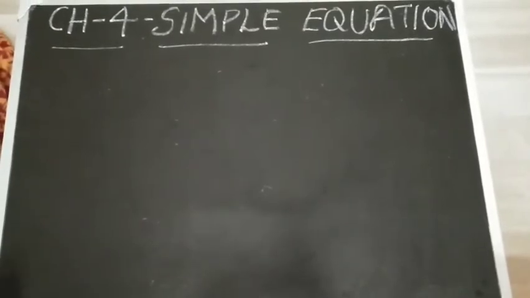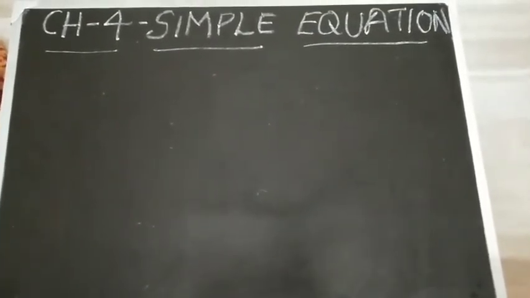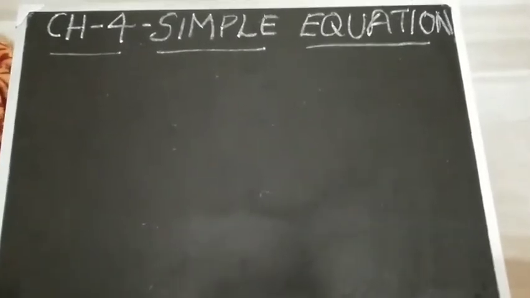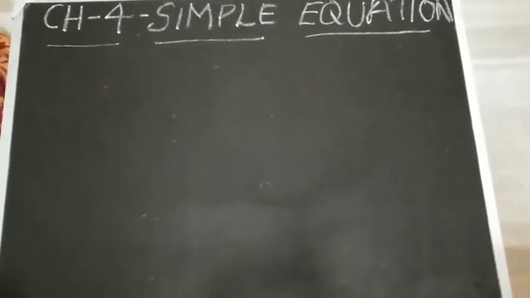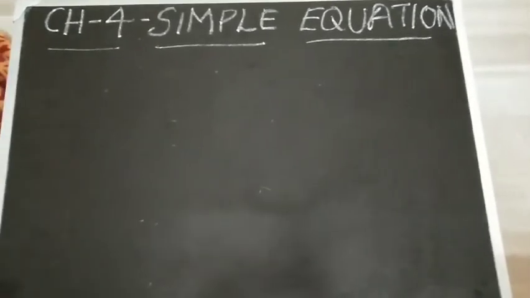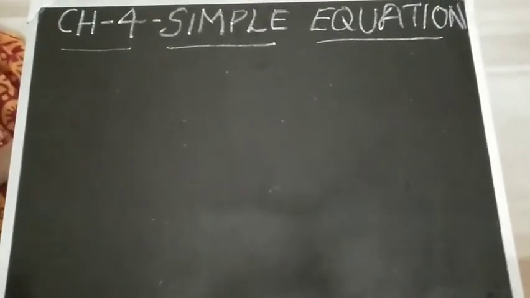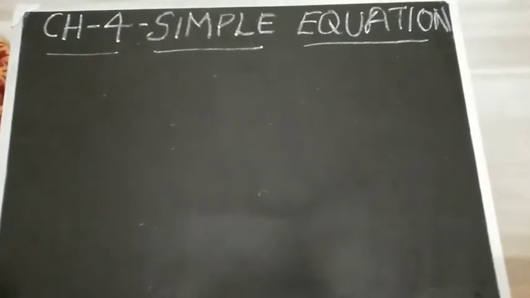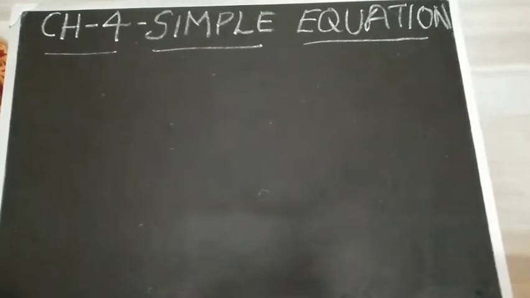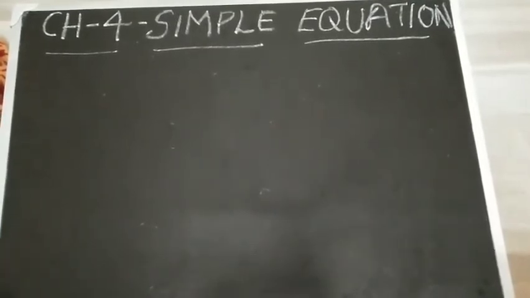You all know what is a variable, constant, expression, terms, which you have learnt in your earlier chapter, that is algebraic expressions. So now we are going to see about simple equations. You must have learnt what an equation is in your 6th standard, but I don't think you will be remembering it right now. So let me brief out what is an equation.